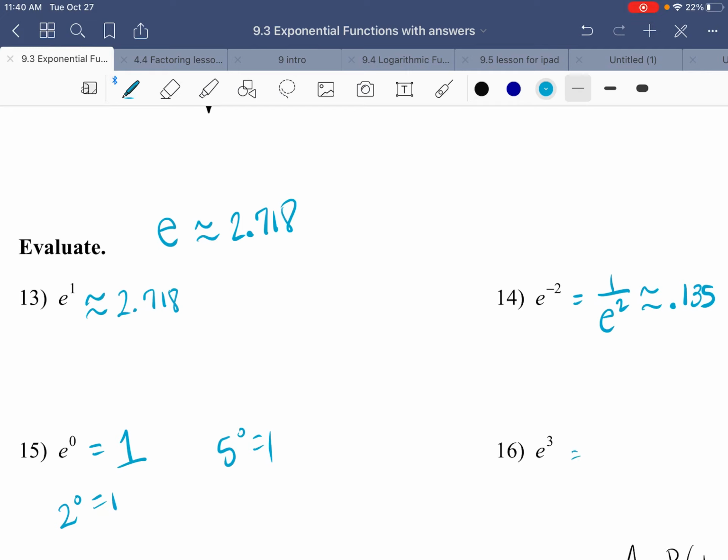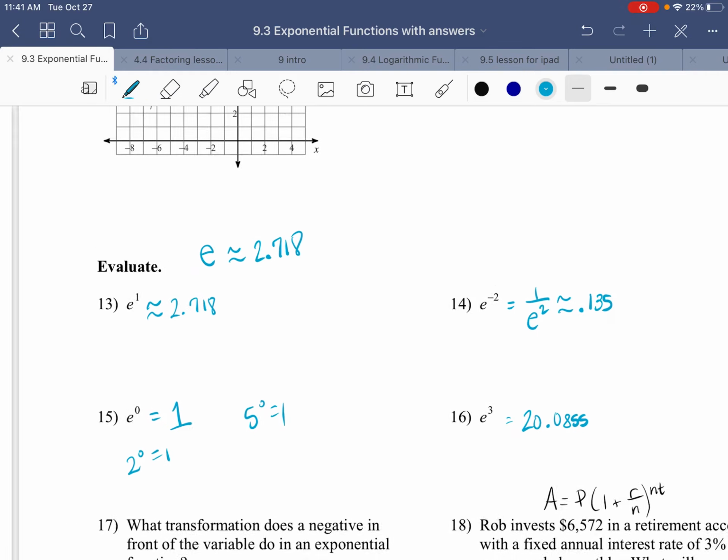So put that in your calculator just like it is, e to the 3rd, and you get 20.0855. Nope, try that again. 20.0855. So part of your assignment is to know where your E button on your calculator is.